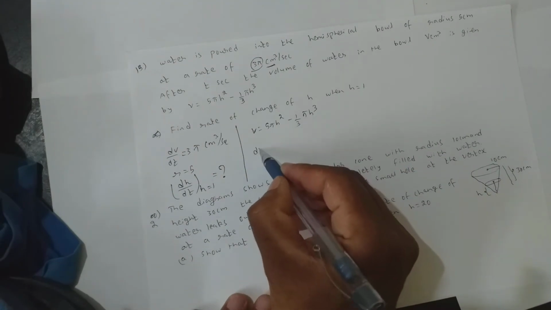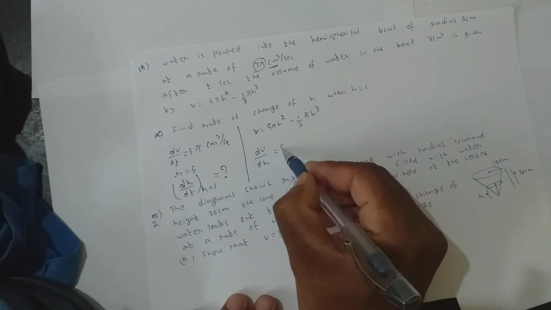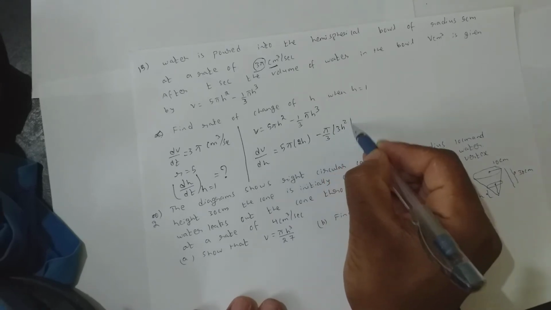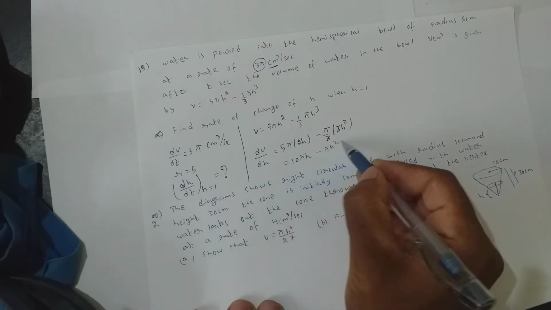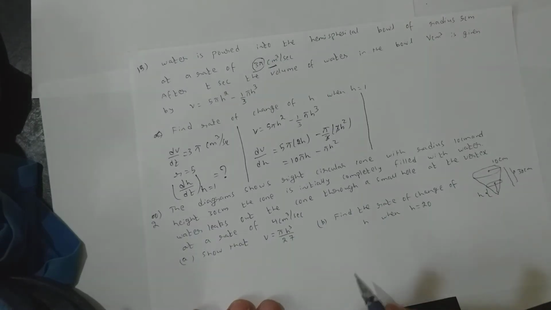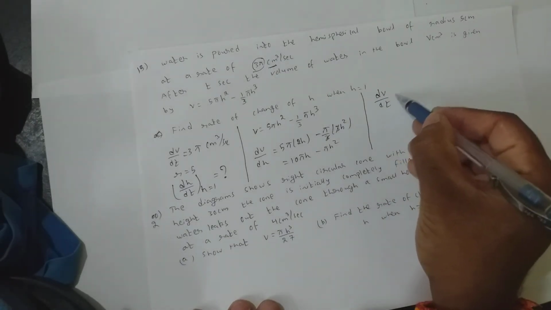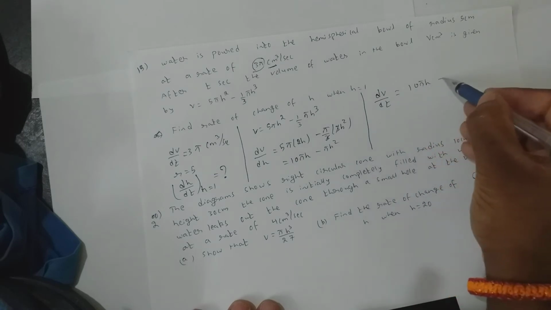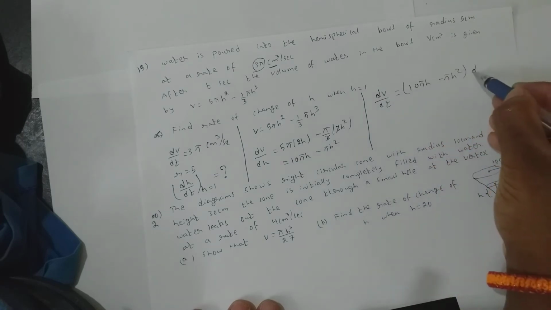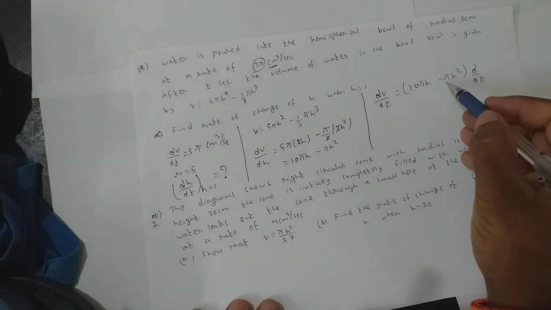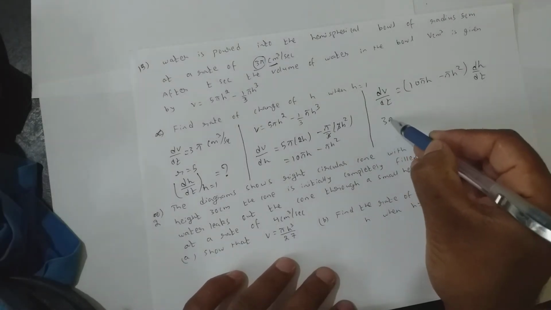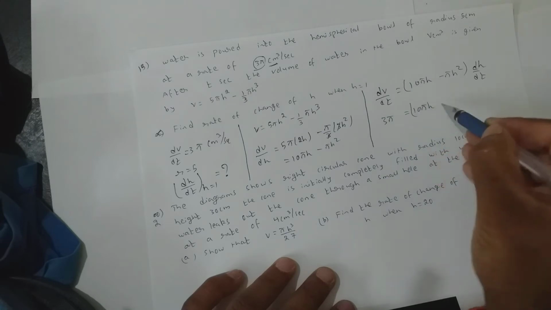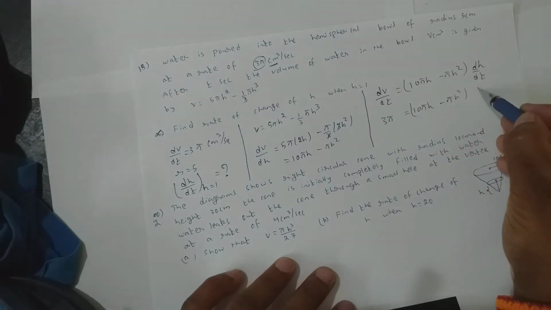Now I need to find dv by dh first. So how much will I get? 5 pi into 2h minus pi by 3 into 3h square I get. So which is 10 pi h minus pi h square is dv by dh. So how much will dv by dt be? It will be 10 pi h minus pi h square into d by dt of which letter do I have over here? H. So h over here. Now dv by dt is 3 pi equal to 10 pi h minus pi h square. This is what I need to find.